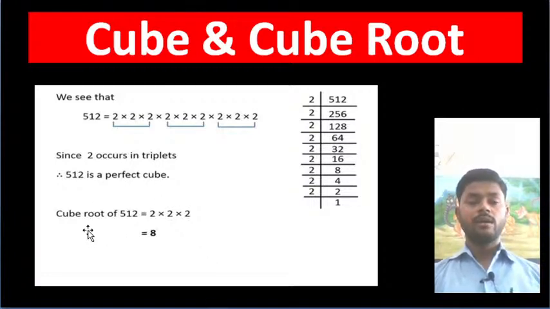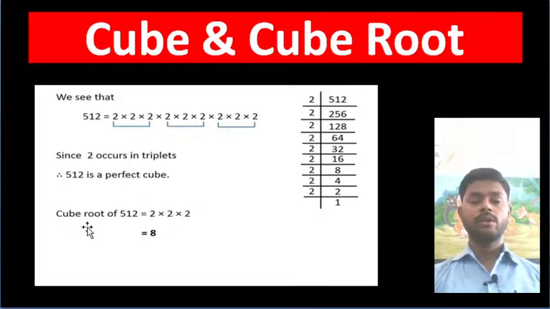So when we have to find the cube root, we will write cube root of 512. We will write one 2 in the place of three 2's. Again one 2 in the place of three 2's, and again one 2 in the place of three 2's. So the cube root of 512 is equal to 2 multiply 2 multiply 2. It will be 2 2's are 4 and 4 2's are 8.